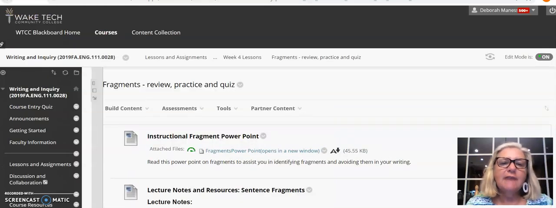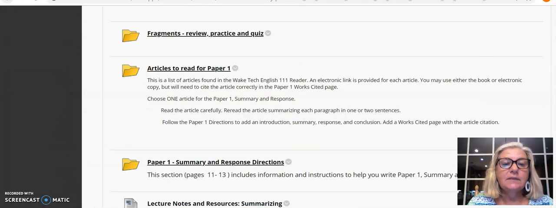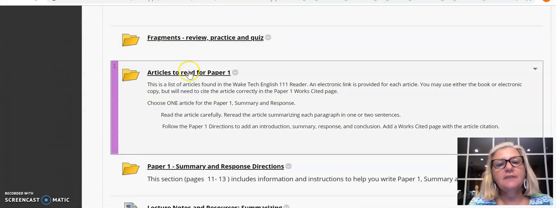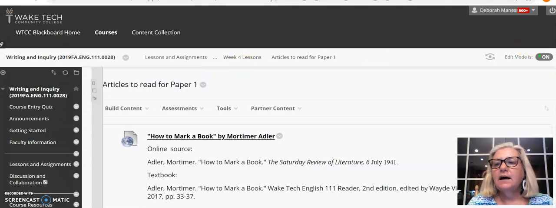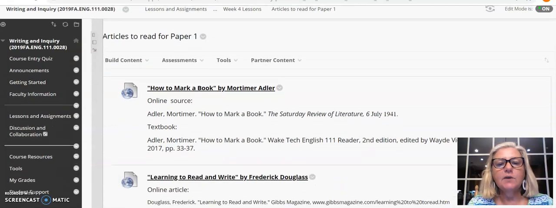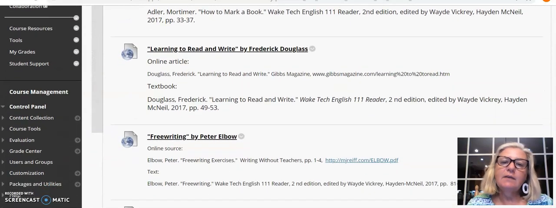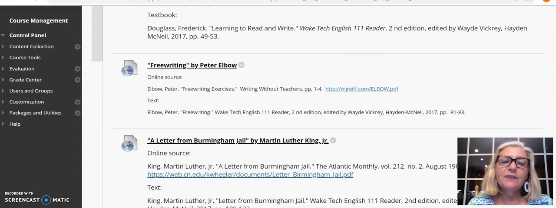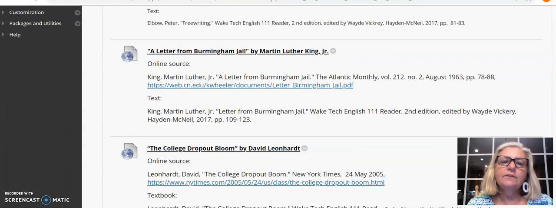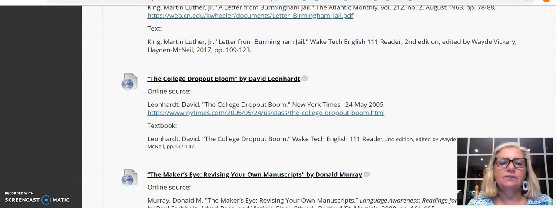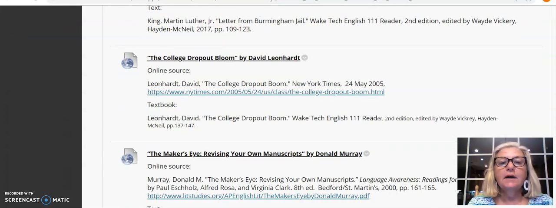Then you're going to begin drafting your paper for summary and response. In order to do that, you need to look at the articles to read for paper 1, and I've provided a list here. The choices are How to Mark a Book by Mortimer Adler, Learning to Read and Write by Frederick Douglass, Free Writing by Peter Elbow, A Letter from Birmingham Jail by Martin Luther King Jr., The College Dropout Boom by David Leonard, and I think that might be a typo on my part, and The Maker's Eye, Revising Your Own Manuscripts by Donald Murray.